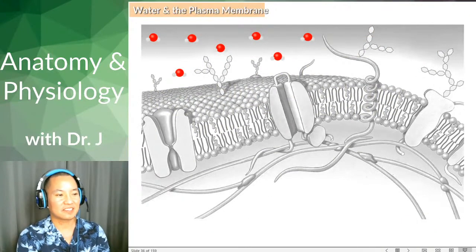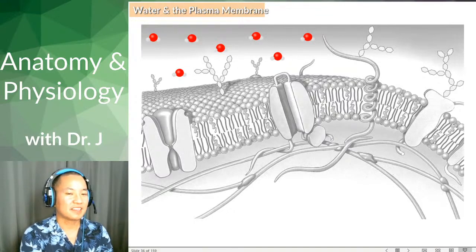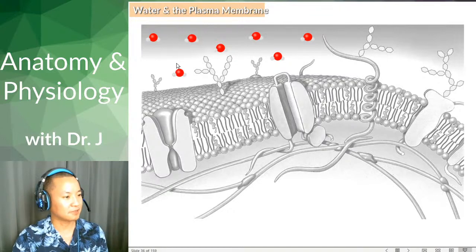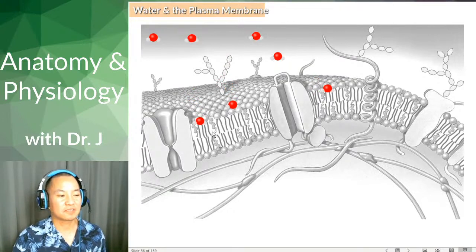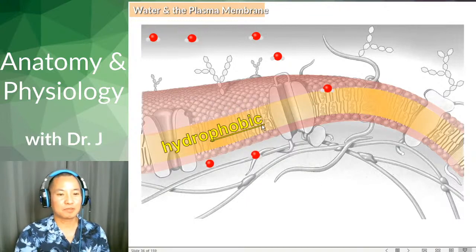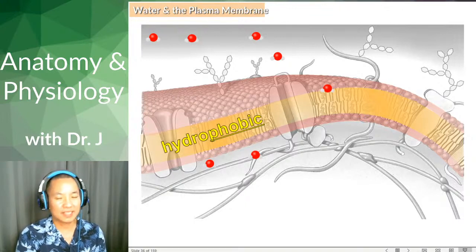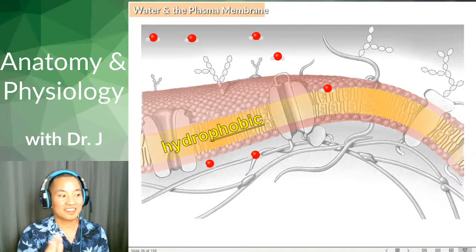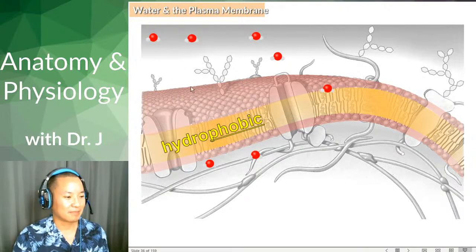Well, let's investigate. Here we have a bunch of water molecules. Again, the inside of your cells and outside of your cells is also water-based. So we have all these water molecules right here, but they have a hard time getting through this hydrophobic core. Still, they are small enough that they can squeeze between the phospholipids and end up on the other side, and this happens both ways. So small molecules, not ions, can pass through the plasma membrane.